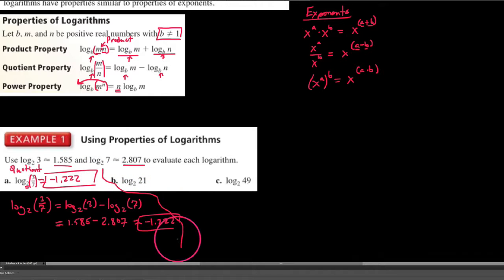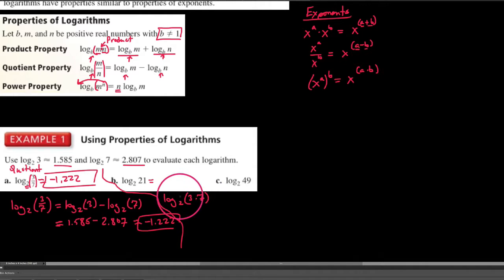So looking at this second part here, letter B, it says log base 2 of 21, and what we're seeking to do is use these properties up here, product, quotient, and power, to rewrite this in terms of log base 2 of 3 or log base 2 of 7, for which we know. So what you'll notice is the 3 and the 7. Another way to express this here would be log base 2 of, and we'll just write 3 times 7.